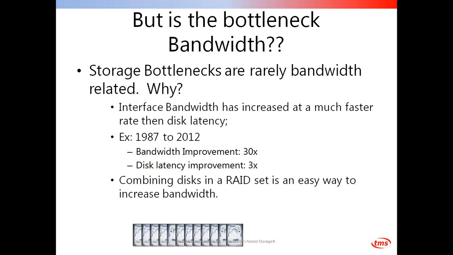I mean, the interface bandwidth has increased at a much faster rate than disk latency. From 1987 to 2012, bandwidth improved at least 30-fold, while the disk latency improvement was only 3 times. Remember, the disk latency is directly related to the speed of the disk drive. So we went from about 5,000 RPM disk drives to 15,000. That's a factor of 3 increase in speed, which means that the latency dropped by a factor of 3.